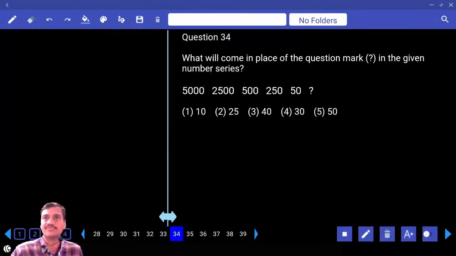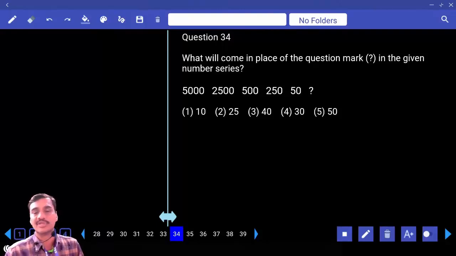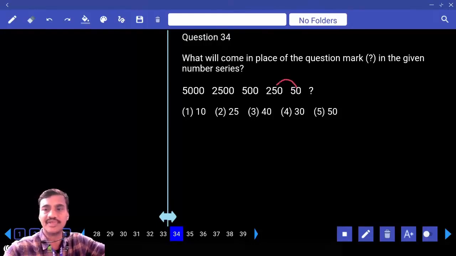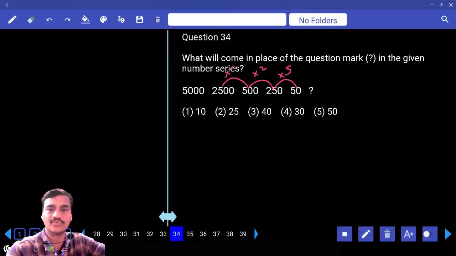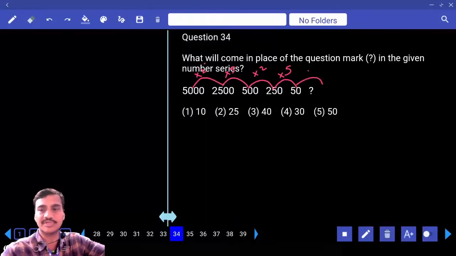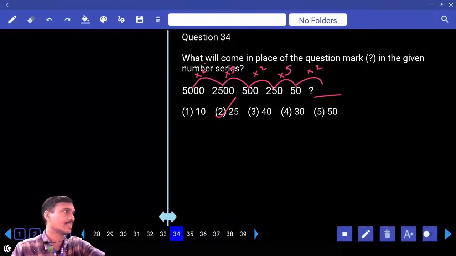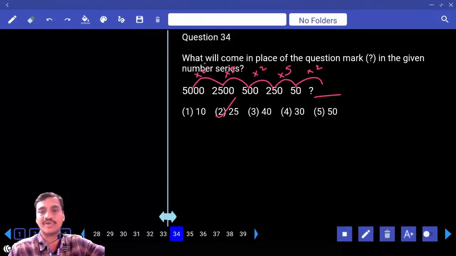The numbers are decreasing at a very faster rate from left to right, increasing at a very faster rate from right to left. Whenever the numbers are decreasing, you should always go in the reverse order. 50 and 250 into 5. 250 and 500 into 2. 500 and 2500 into 5. And this one into 2. 2, 5, 2, 5. Next one must be into 2. Something into 2 must be 50. And the number is almost 25. Done?